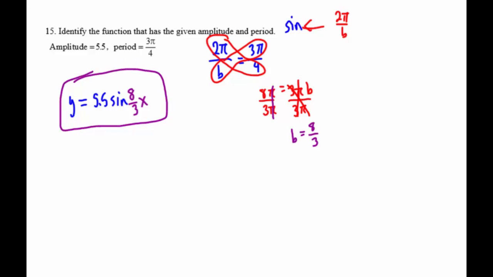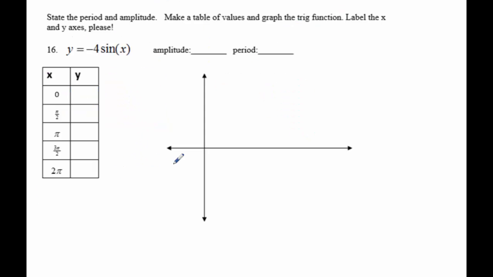A calculator might be helpful for 16 through 22, by the way. On 16, it says state the period and amplitude, make a table of values, and graph the trig function. Label the x and y axes, please. So the amplitude of this is the number in front of sine, which is 4. We don't put a negative there because that's not a part of the amplitude. Amplitude is the distance it goes up and down, and distance can't be negative. The period is 2 pi over what's in front of x, and since that's just a 1, the period of this should be 2 pi.